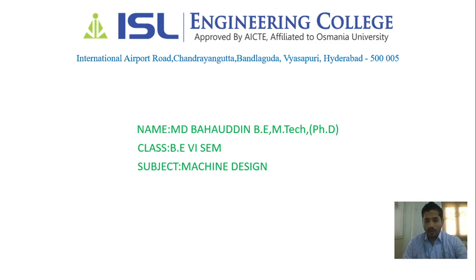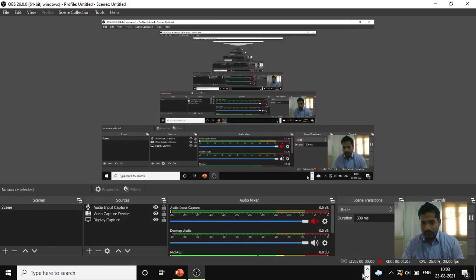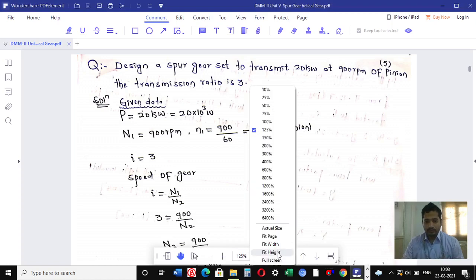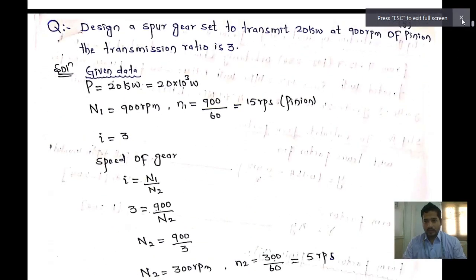So I will go for the last problem. First of all, I will read the question. Design a spur gear. We need to design the spur gear set to transmit the power. The power is given as 20 kilowatt, the speed of rotation of the pinion is given as 900 rpm, and the transmission ratio is given as 3. So let us see over here.